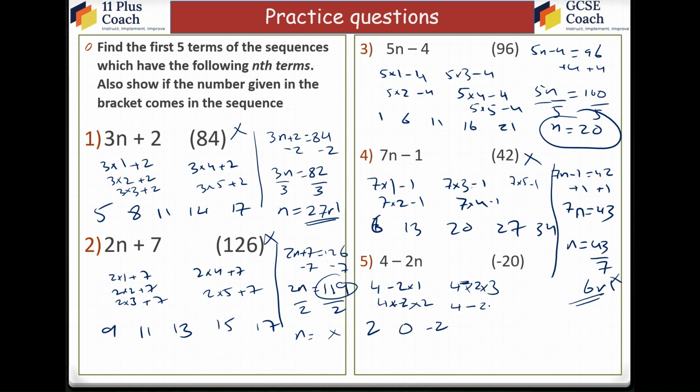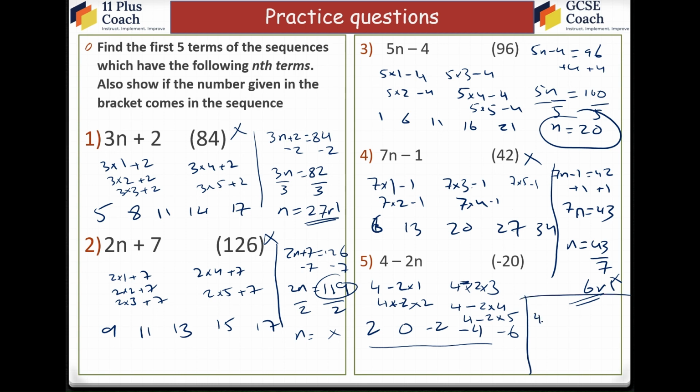4 take away 2 times 4. 2 times 4 is 8. 4 take away 8 is minus 4. And 4 take away 2 times 5. 4 take away 10 is negative 6. So these are the first 5 terms of the sequence. Is minus 20 in the sequence?